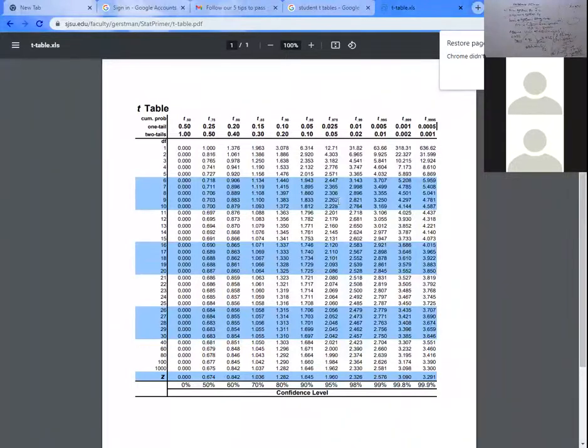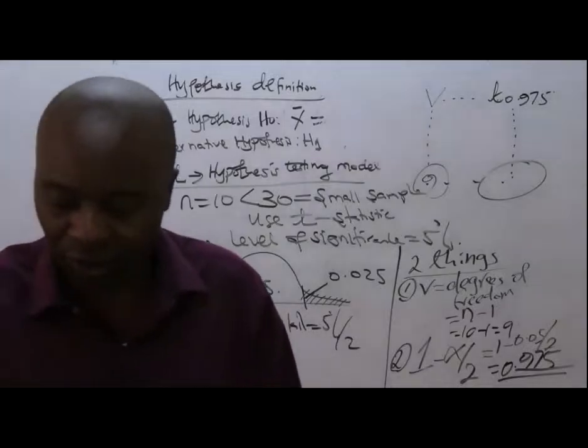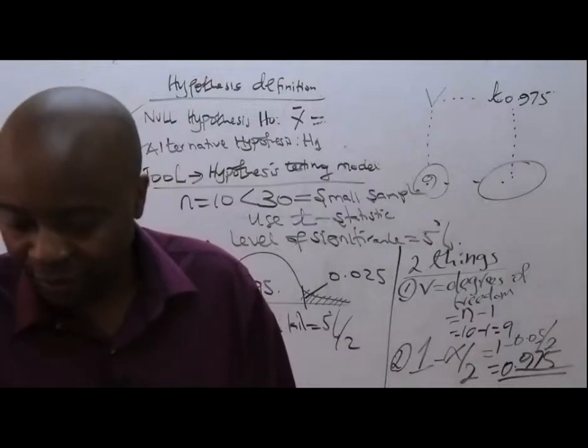2.262. So all of us, ladies and gentlemen, are we together as pertains to this 2.262? Have we been able to see that? I would really appreciate your feedback. Okay. I'll be able to get that table and send it to you perhaps after class. Thank you very much.